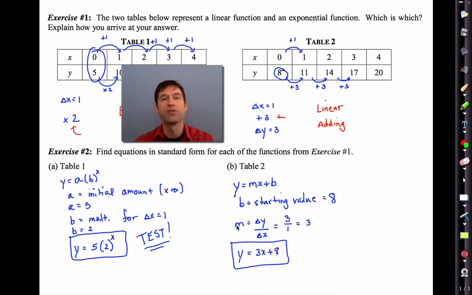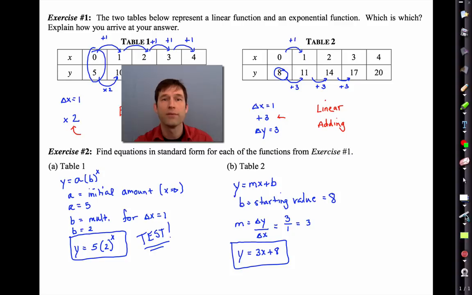Understand what those parameters really are in the linear and exponential model because they'll make your life a lot easier. In the exponential model, a is where we start, and b is what we multiply by for a delta x of 1. In the linear model, b is where we start, and m is what we add on for a delta x of 1. Okay, I'm going to scrub out the screen here in a second, so pause it now, record down anything that you need to, and then we'll move on.